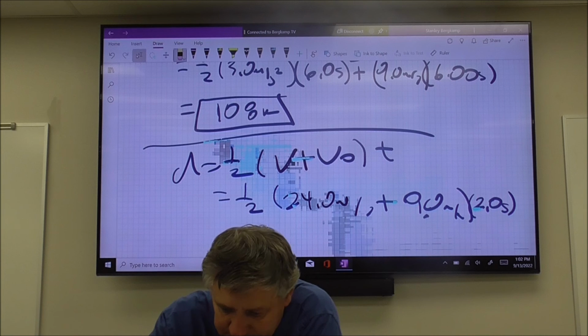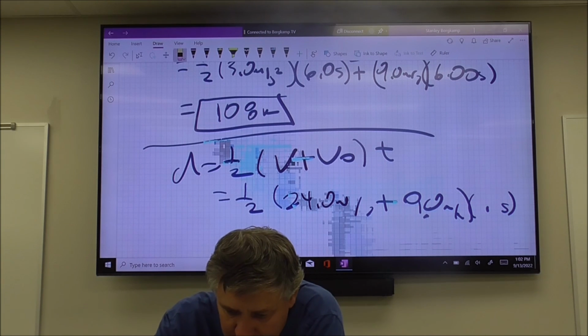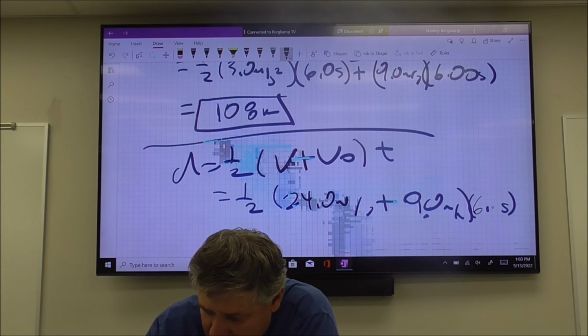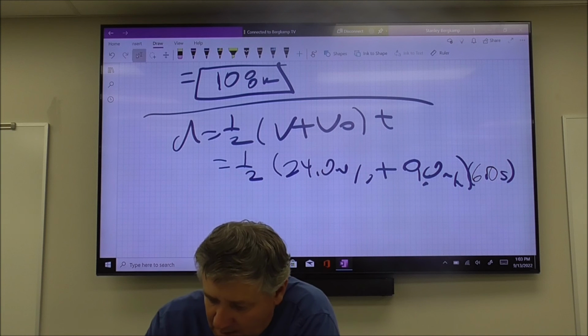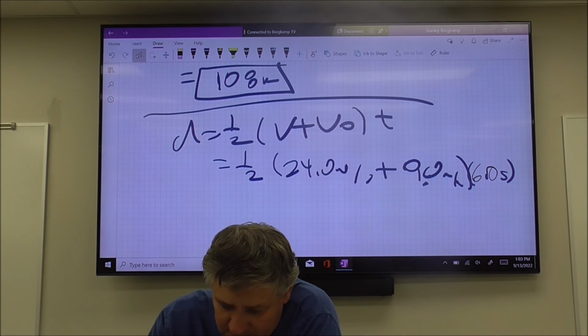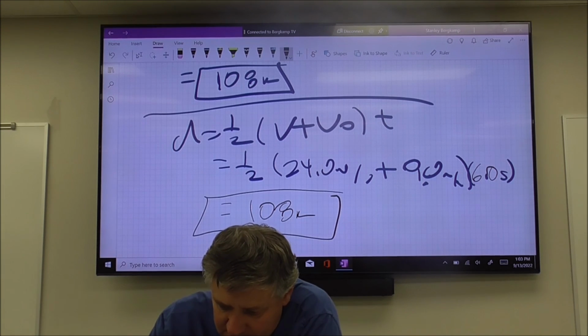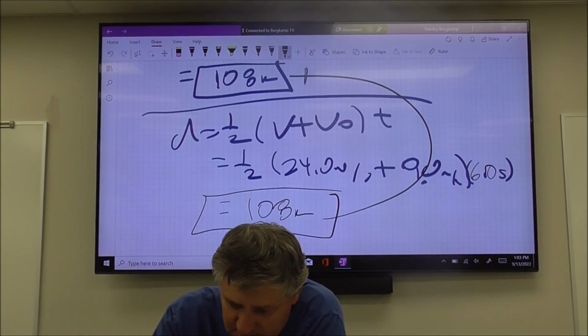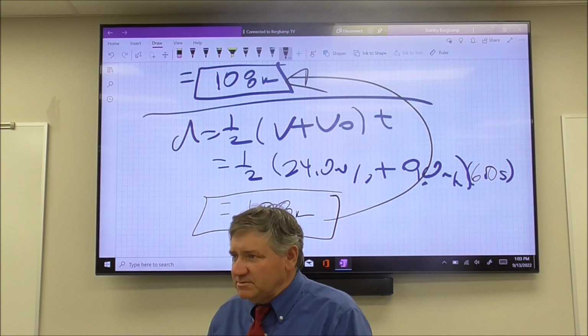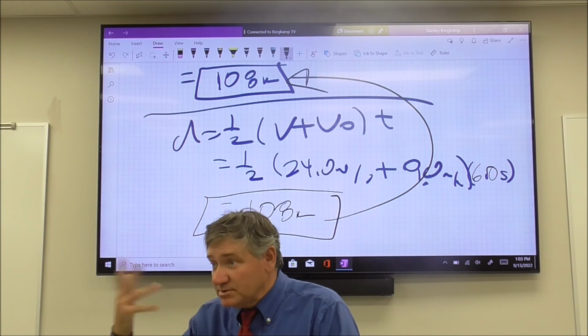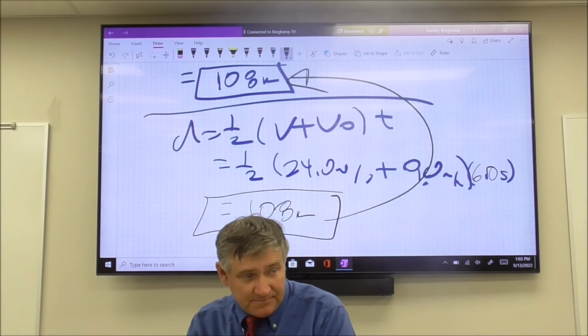That's a huge difference. Six seconds. So out of that, you get hopefully 108 meters. If I don't, something's wrong. Okay? So I don't care which one you choose. You can choose either method, and you're going to get the same answer.